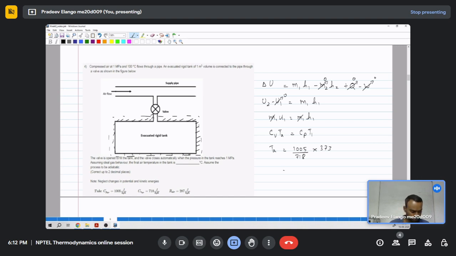So this is 522.1 Kelvin, and it is 249.1 degrees Celsius. So this is 249.1.